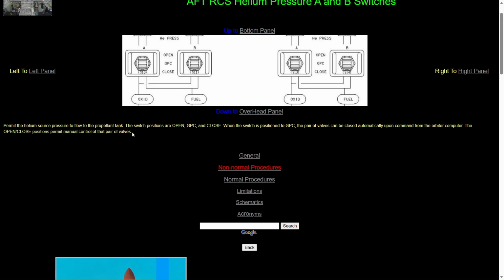So the open-close position permits manual control of those valves. We have basically two ways to control it. One is manually, where we physically put that switch in open or close. And then there's automatically, where we put it in GPC, General Purpose Computer, and then the computer will decide when to open or close those valves.